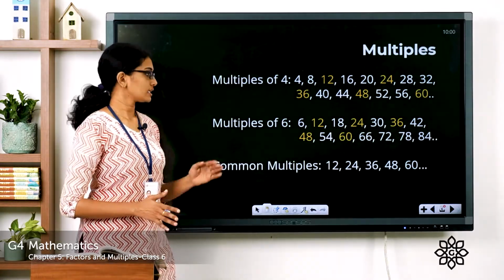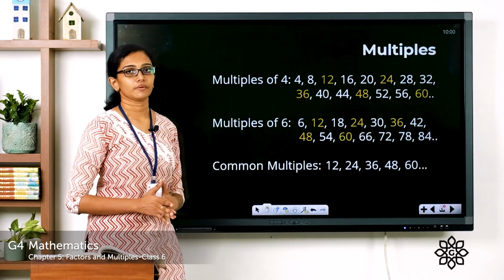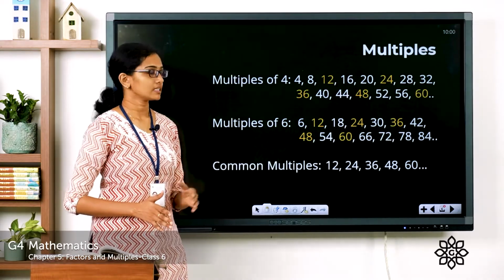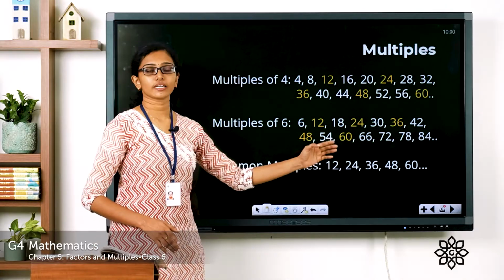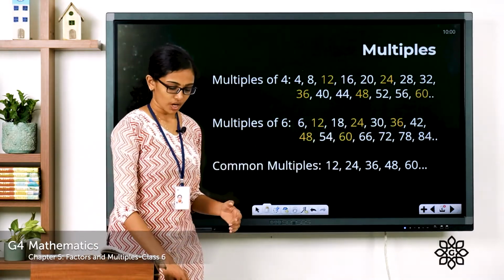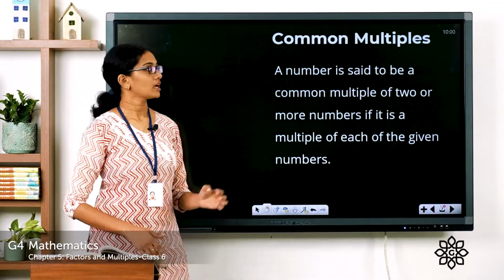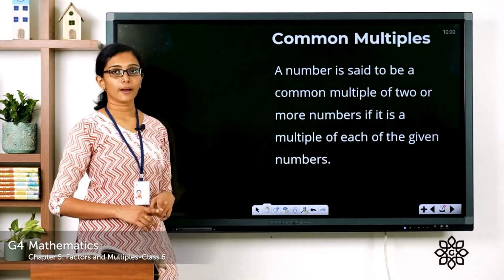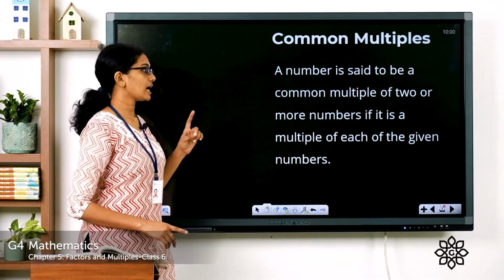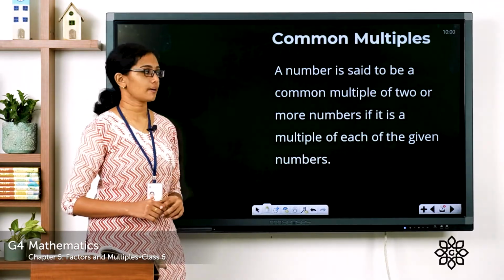So, we can say these are the common multiples. And which are the common multiples? The common multiples are 12, 24, 36, 48 and so on. So how do you define a common multiple? A number is said to be a common multiple of 2 or more numbers if it is a multiple of each of the given numbers.